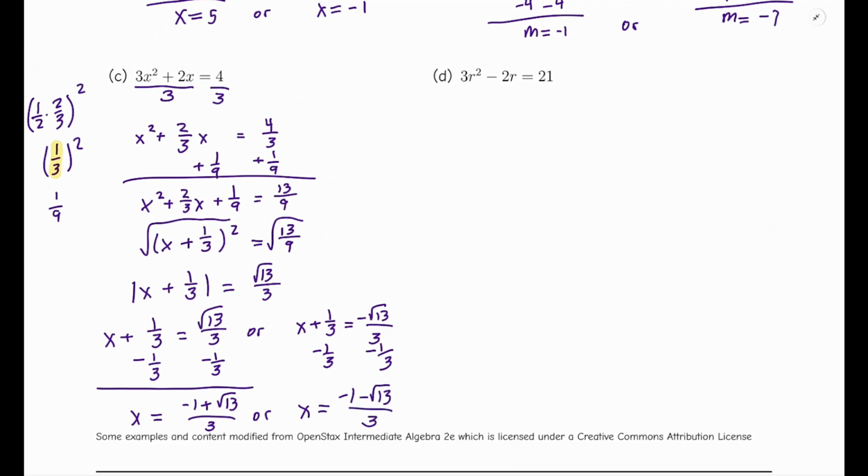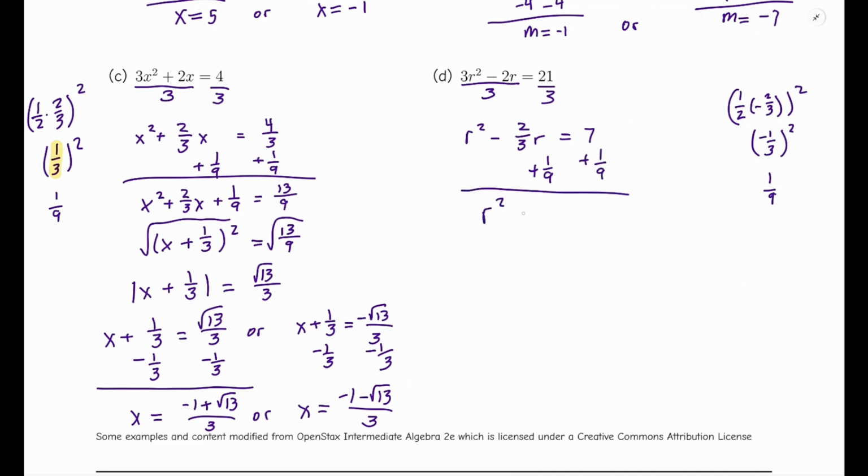And then the last example. So we need to divide by 3 again on both sides. We get r squared minus 2/3 r equals 7. So I need half of negative 2/3 squared, which is negative 1/3 squared, which is 1/9. So add 1/9 to both sides of the equation.